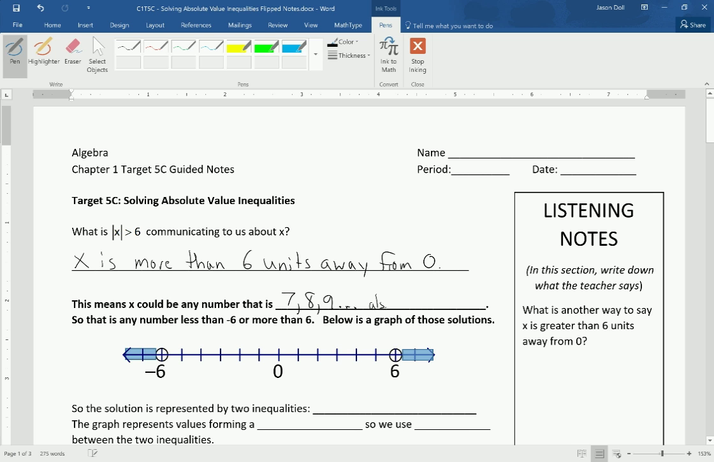But also -7, -8, -9 are all, right? We also have decimals in there. What about 6.5? What about 6.2, 6.1, right? So if you look at this graph below, this graph here kind of shows what we're looking at. We're looking at every number that is larger than 6 and every number that is smaller than -6. All of those numbers would be more than 6 units away from 0.